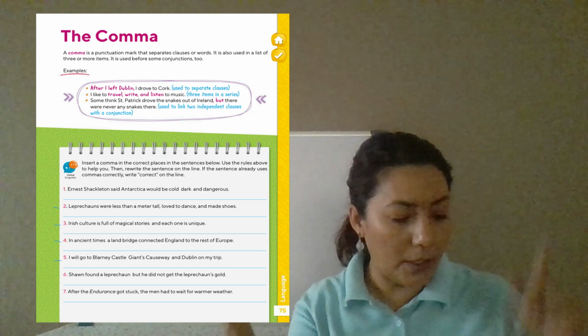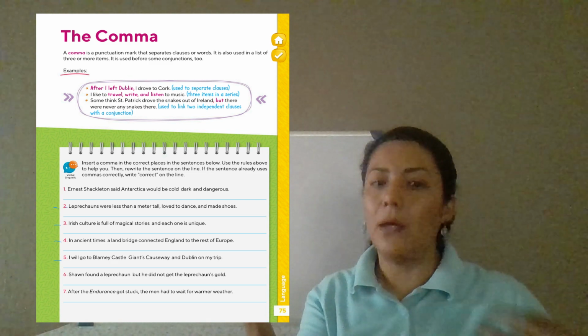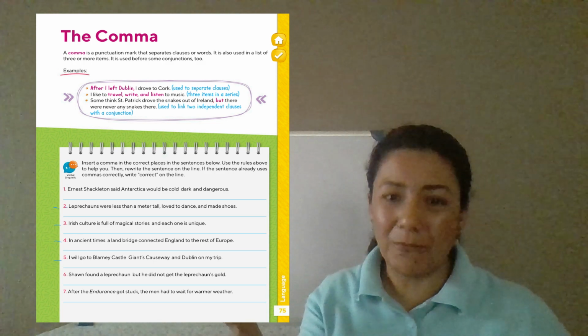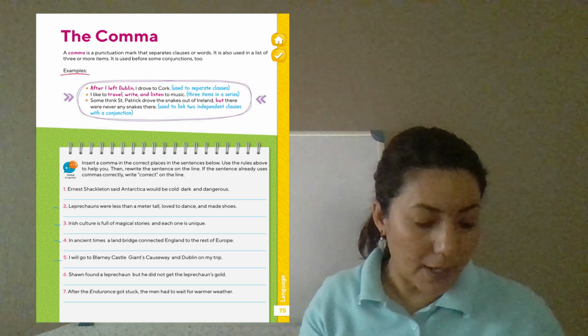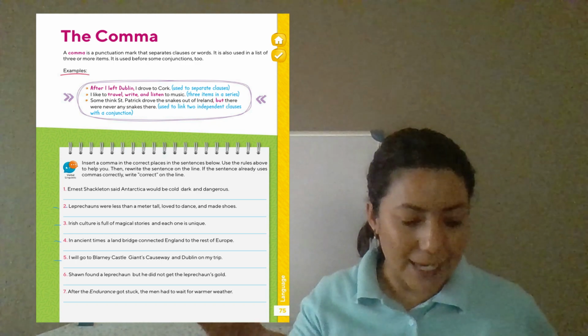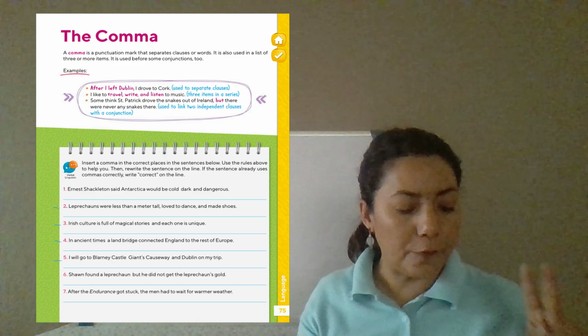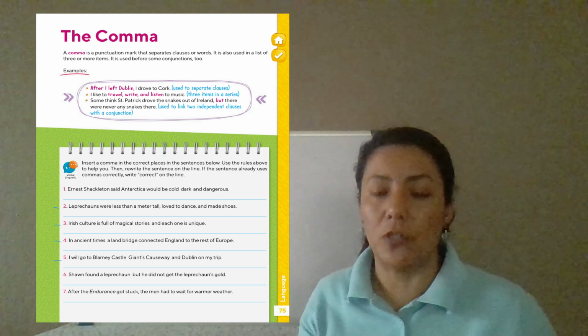Okay. For the next activity, I'm going to show you the book page here because I want you and I to read the information about the comma. The comma is super simple. Let's read what it says about the comma. A comma is a punctuation mark that separates clauses or words. It is also used in a list of three or more items. It is used before some conjunctions too.